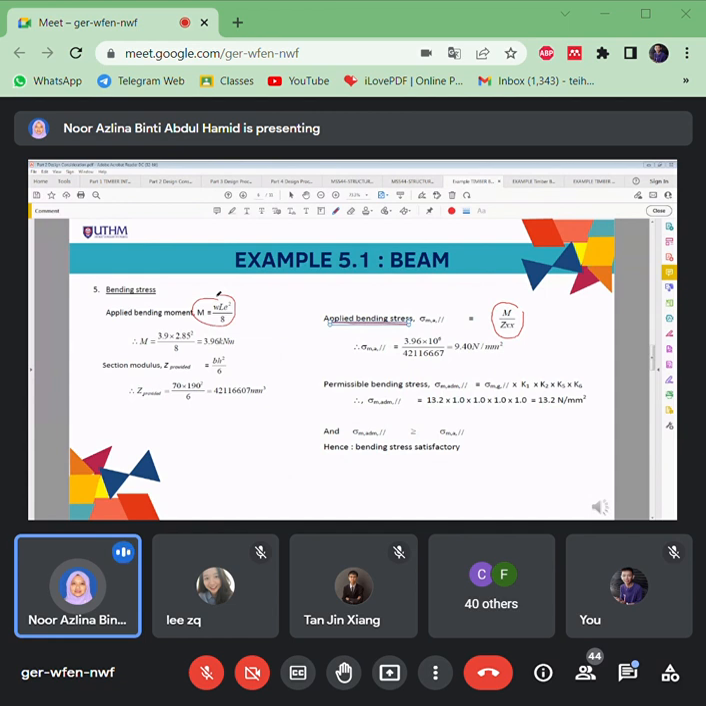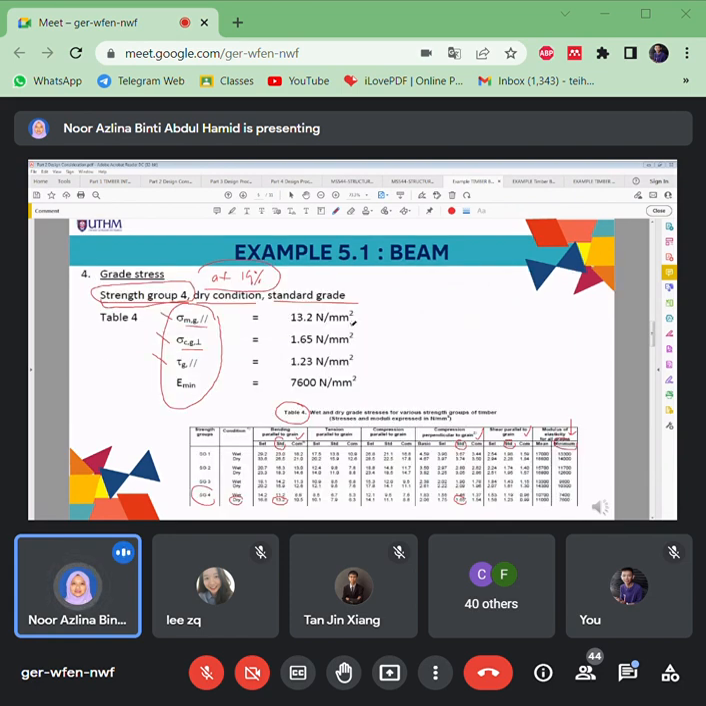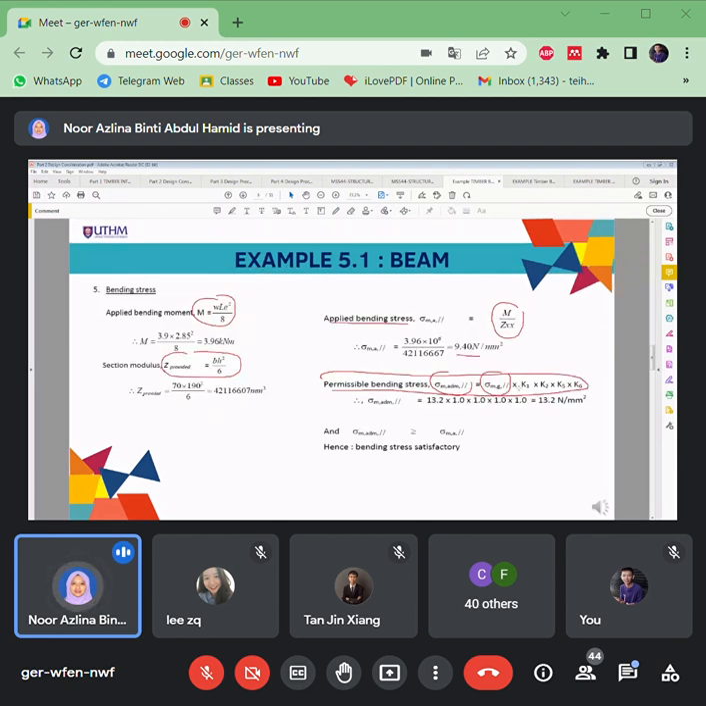The applied bending divided by Z. Okay, so Z is equal to BH power 2 divided by 6. This is the applied bending stress, while this is the equation for permissible bending stress. So this is from the tables, which is 13.2. You have to multiply with all the modification factors that are related to the bending stress, which is K1, K2, K5, K6. So do the comparison between applied and permissible. It shows here that the applied bending stress is less than the permissible bending stress. So that means it satisfies the checking for bending stress.